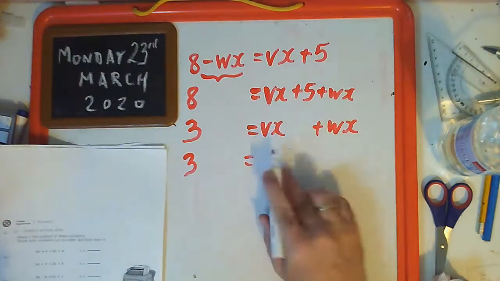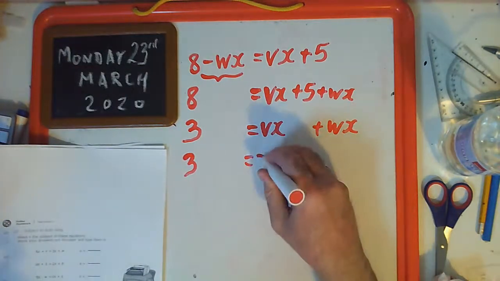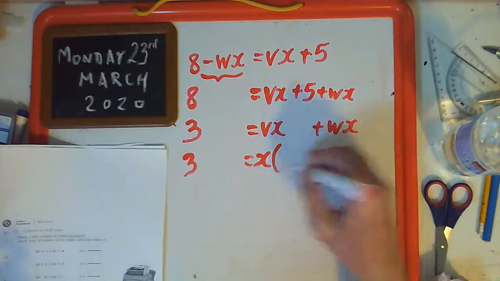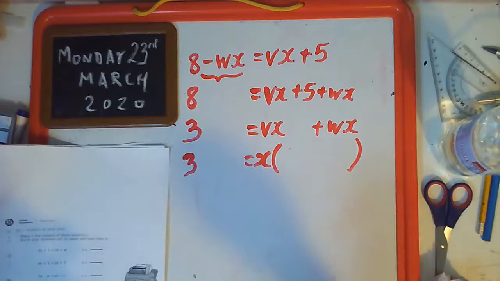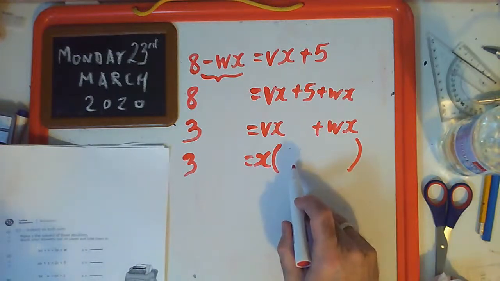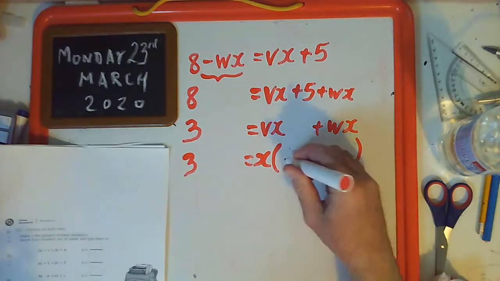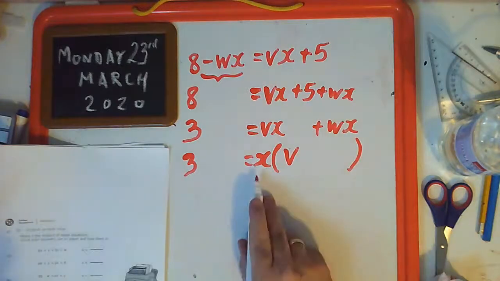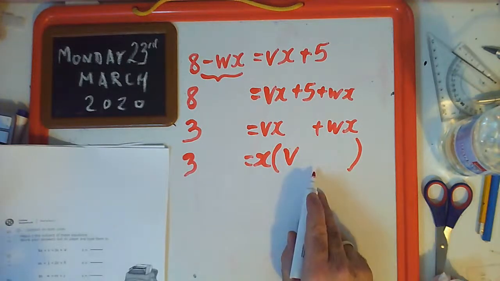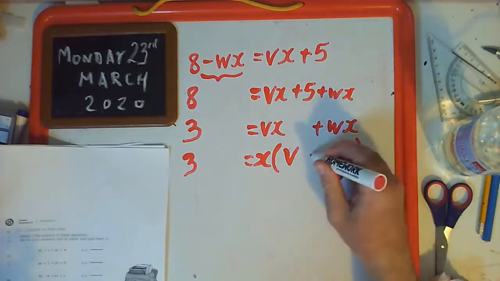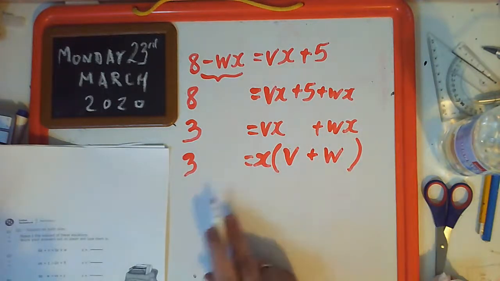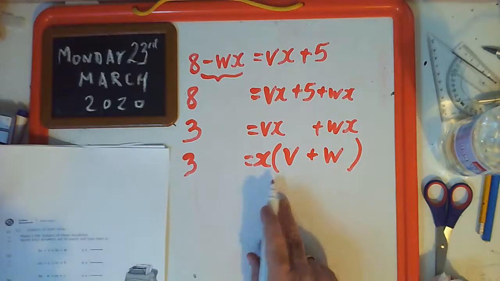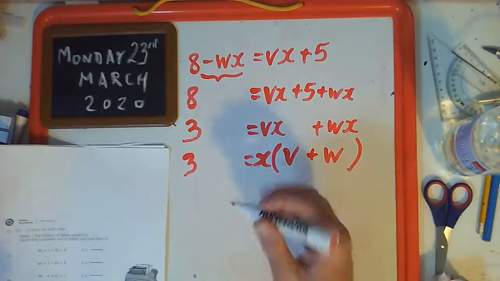And those have both got an x in, so I can factor out an x and write it as something in brackets. So x times what in the brackets will give me vx, answer v, and then x times what in the brackets will give me wx, answer w. So I've got 3 equals x times the stuff in this bracket.